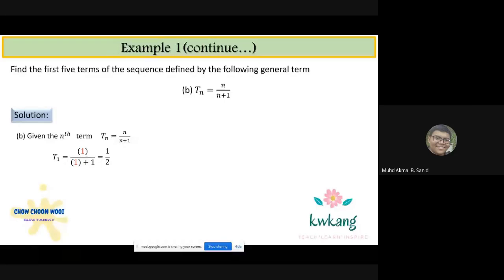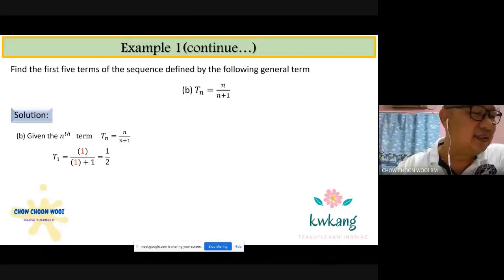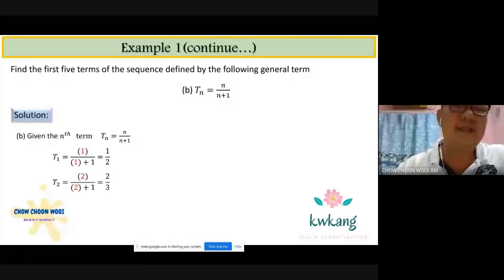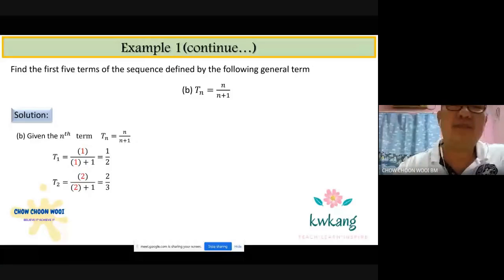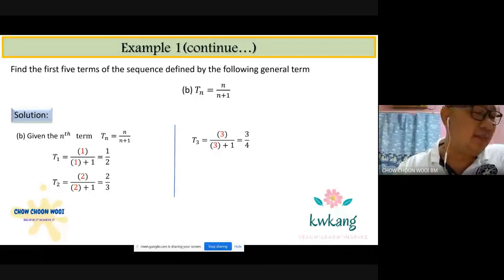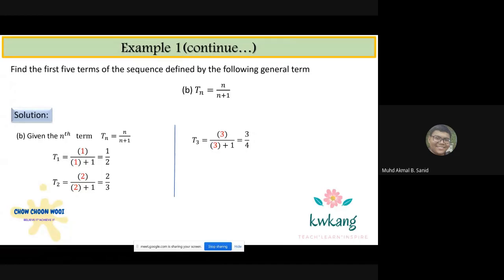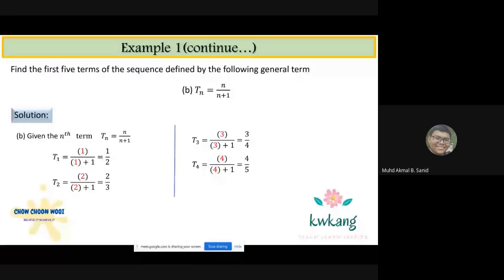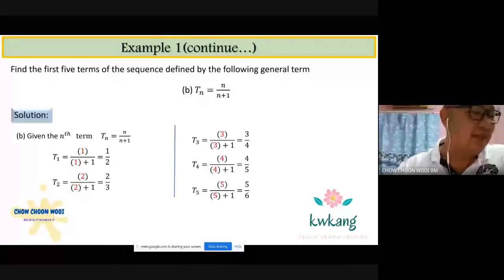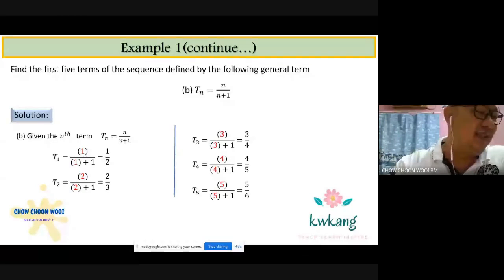Yes, good. Syukri, Haris. T2, 2/3. Ya, Putri. 2/3, according to jawapan Putri and Hanani. Syukri dapat 2/3. T3, 3/4. Ya, good. Then how about T4? 4/5. Then T5? 5/6. 5/6, Diana. Okey, Haris.